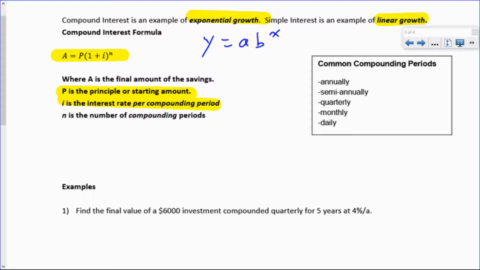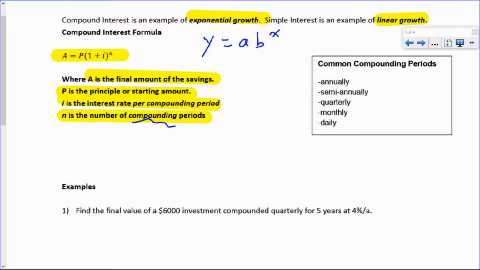And then the x has now been replaced with n, and n stands for number of compounding periods, kind of like time. And then finally, a is the final amount instead of y. Now, a couple things to be careful of. n is the number of compounding periods, the number of times your interest is calculated. So if your compounding period is monthly, that means n is the number of months. If it's semi-annually, that means it's the number of years times 2. i is the interest rate per compounding period.